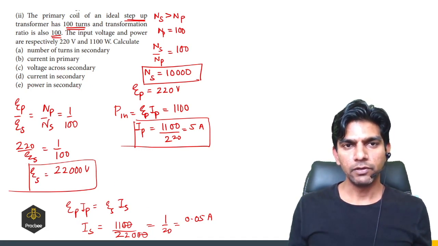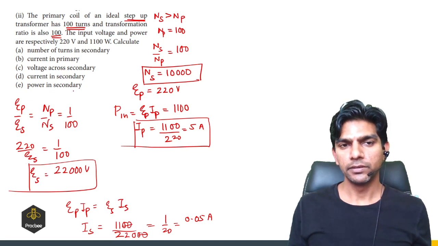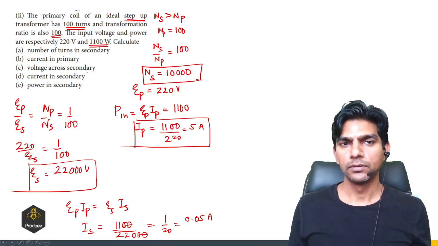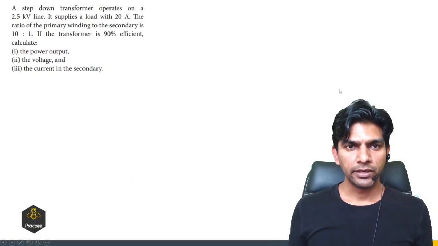Power in the secondary will be same as the power in the primary. So it will be 1100 watt, right? Right, so now let us see one more numerical.